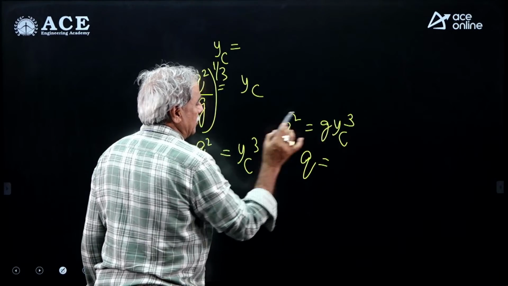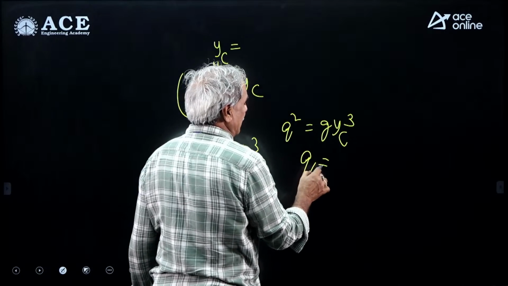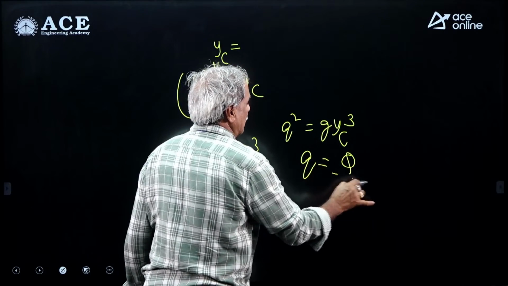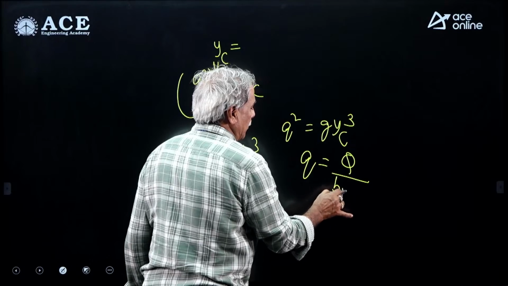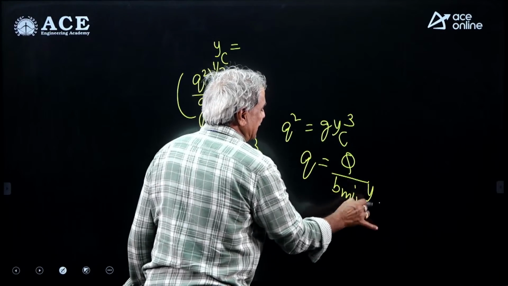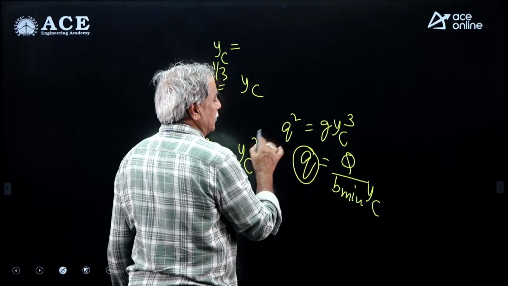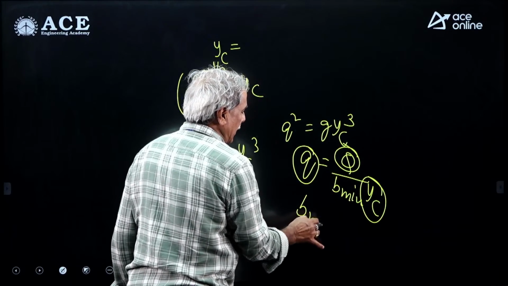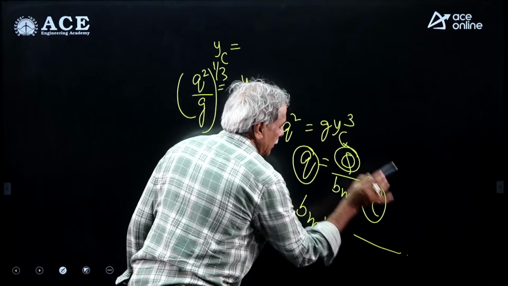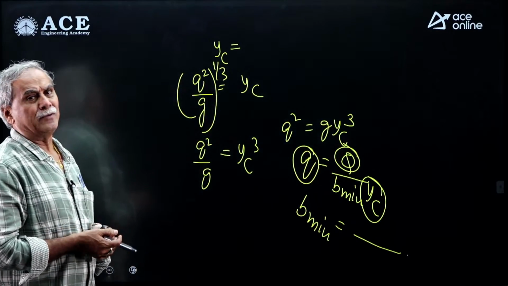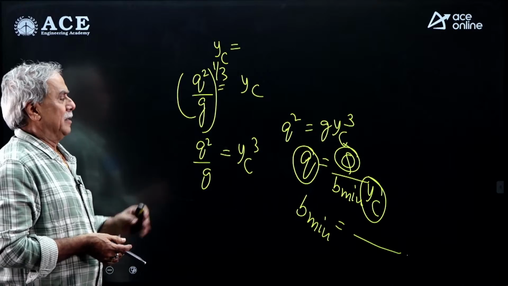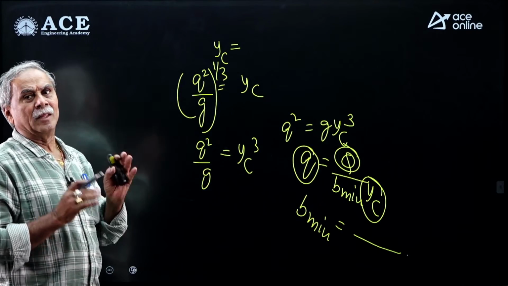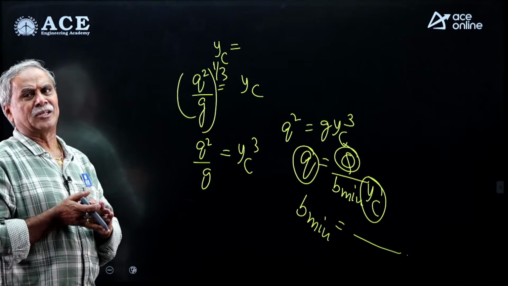You will get Q. Once you get Q, capital Q divided by B minimum multiplied with YC. I know Q, I know capital Q, I know YC. B minimum can be calculated. That is coming around 1.4 meters. Only this is a little bit lengthy. You have to apply the principle of channel transition.